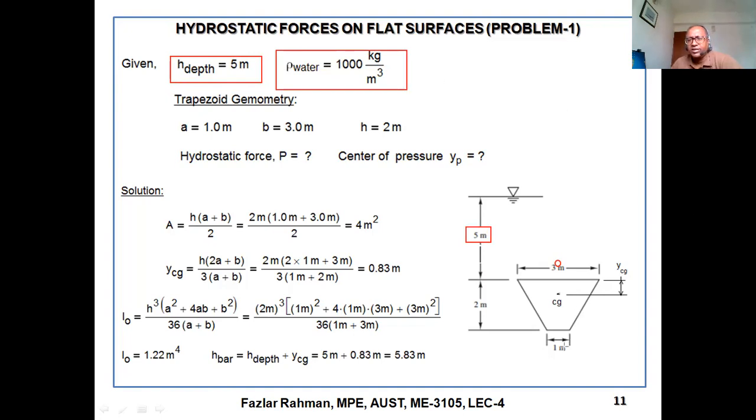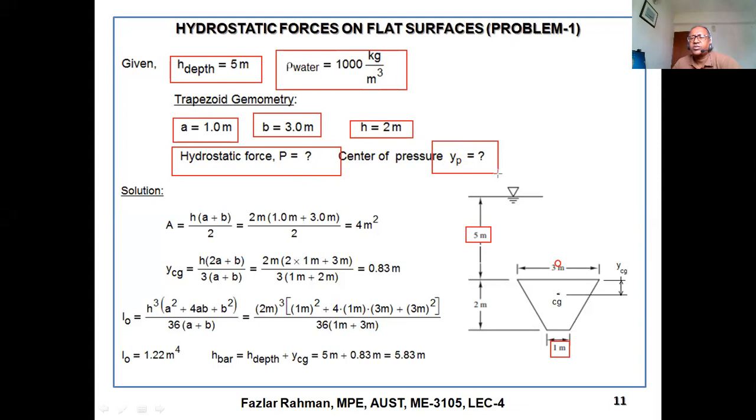Then in the formula, A is the smaller length, A equal to 1 meter. You say the geometry of the trapezoidal plate: smaller arm length A equal to 1 meter, bigger arm length B equal to 3 meter. Height of the plate is 2 meter. What you need to figure out? Hydrostatic pressure force, and also you need to figure out location of center of pressure.